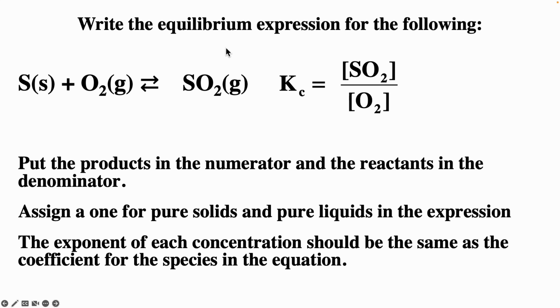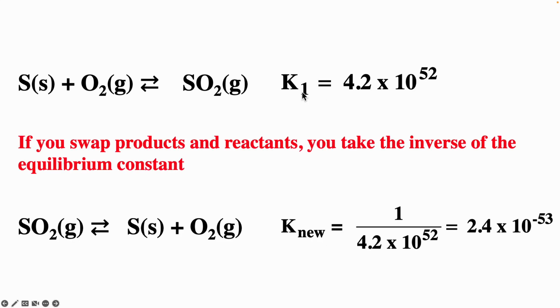And so we write down an equilibrium expression for this. Again, it's just products over reactants. This is a K sub C. Now, if we swap the products and reactants, so we put the SO2 gas as a reactant instead of a product, and write down the new equilibrium constant, it is going to be the inverse, 1 over the old equilibrium constant.